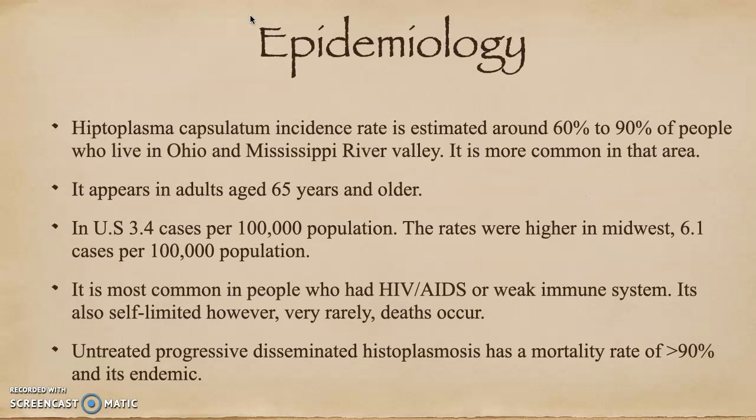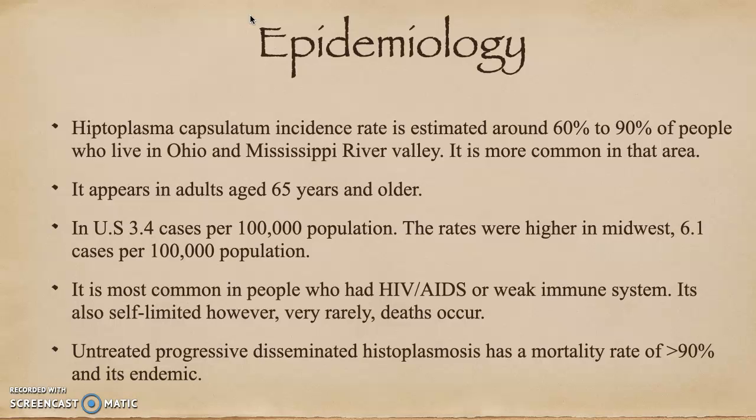And lastly, around 60% to 90% of people who live in Ohio and near the Mississippi River get this type of disease. It is most common in that area. I'm assuming it's because people in those states have a farm. They're by water. They have animals. It's just where a lot of animals live, I'm assuming, and it appears in adults age 65 years and older. And the rate is very high in the Midwest.